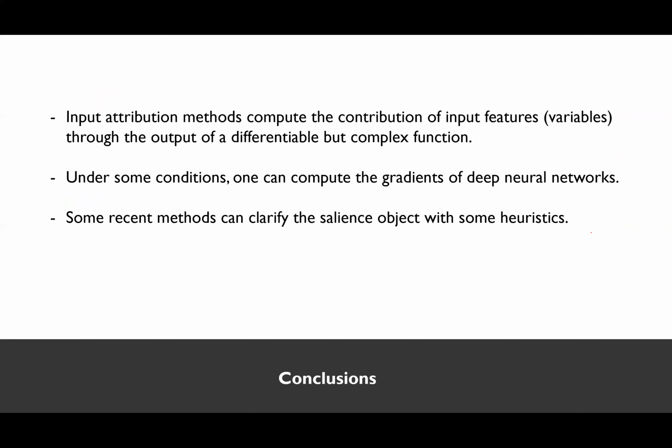So this is the conclusion of the input attribution methods. Input attribution methods compute the contribution of input features to the output of a differentiable but complex function. Under some conditions, like ReLU and hyperbolic tangent, one can compute the gradient's numerator recursively, which is exact to the gradient. And some recent methods like RAP can clarify the salient object with some heuristics, as we discussed.